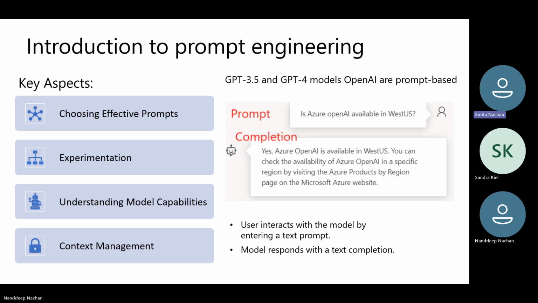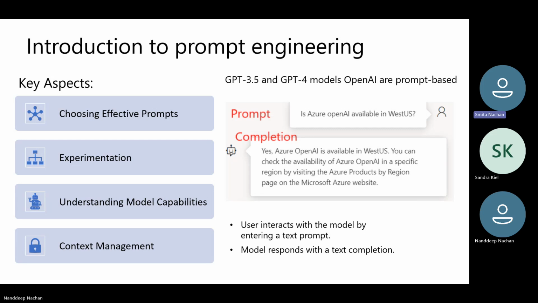So, in the context of language models, prompt engineering involves formulating prompts that guide the model to produce outputs that align with user expectations or requirements. So, this can be used to improve the relevance, accuracy, or style of the generated content.